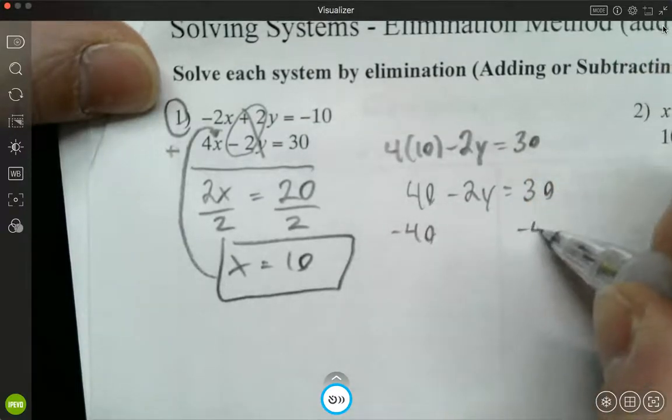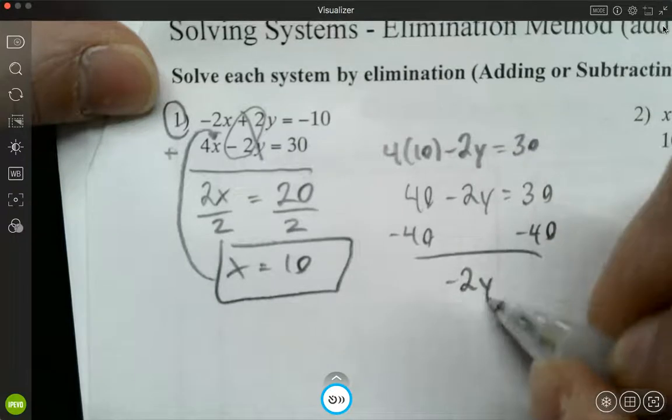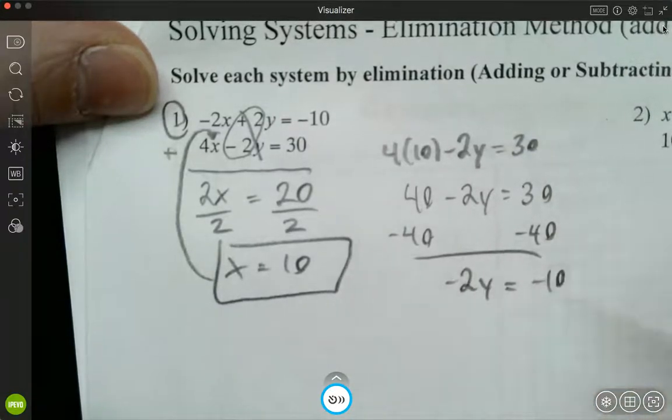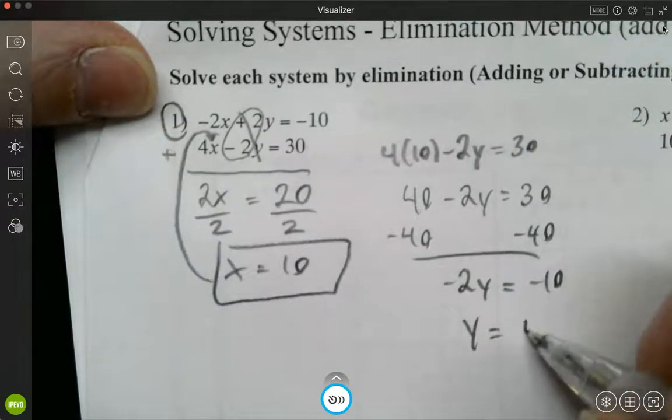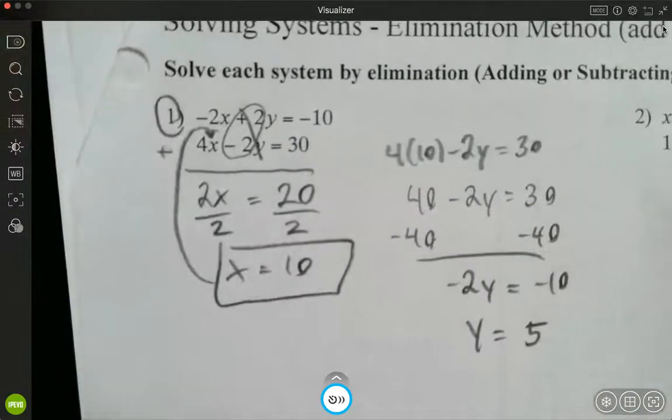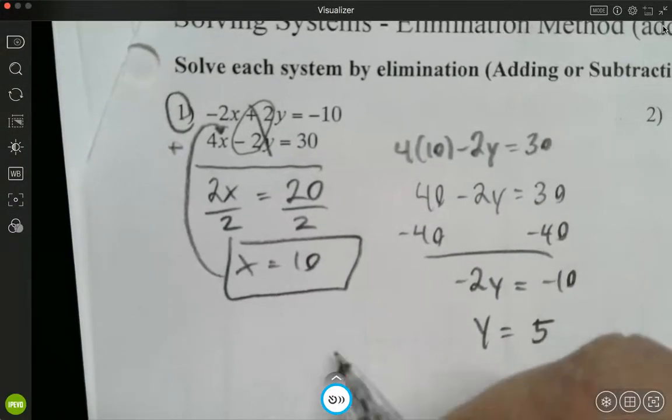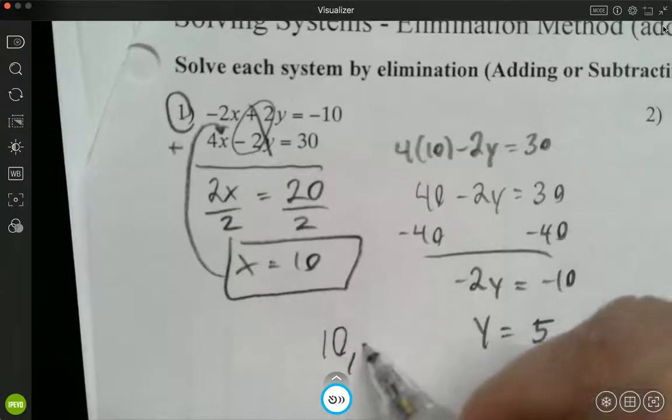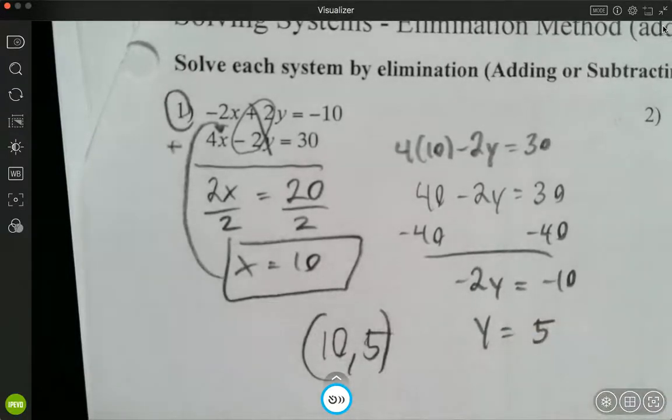Subtract 40. Negative 2y equals negative 10. So y must be 5. And then, so my solution, I'll write it in here, 10, comma, 5. All right, moving along, number 2.